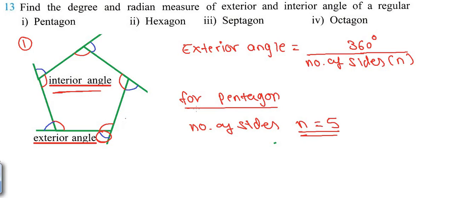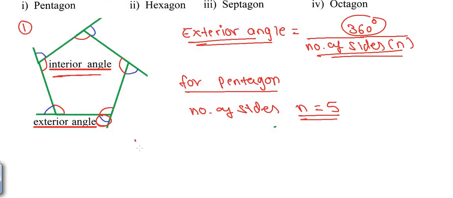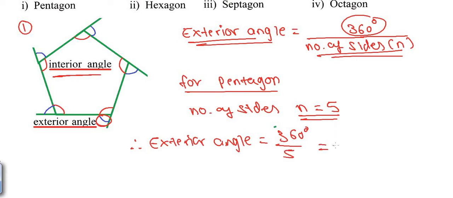These are exterior angles. The formula for the exterior angle is 360 degree divided by the number of sides of the polygon. For a pentagon, the number of sides n equal to 5, and therefore for a pentagon we get the exterior angle equal to 360 degree divided by 5, that is equal to 5 7s are 35, 36 minus 35 is 1, 5 2s are 10, 72 degree is the exterior angle for a pentagon.